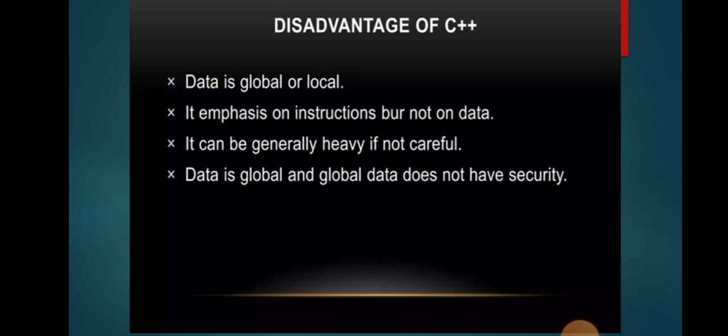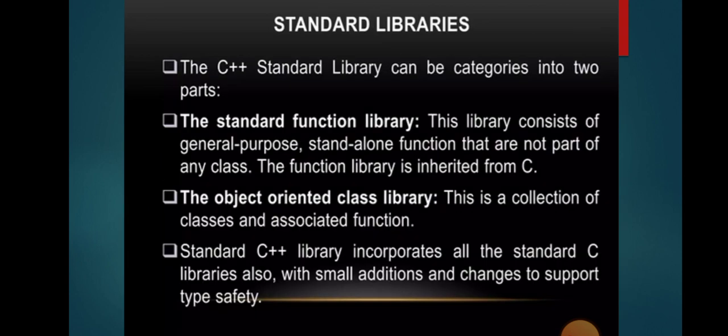At the same time, it has some disadvantages. Data is global or local. It emphasizes instructions but not data. It can be generally heavy if not careful. Data is global and global data does not have security. So these are the disadvantages of C++.